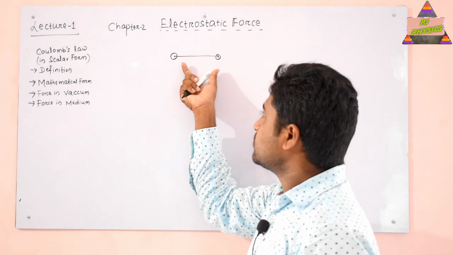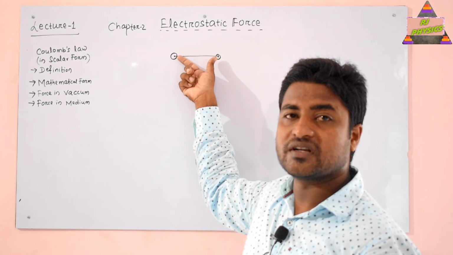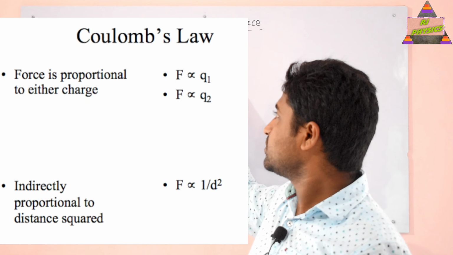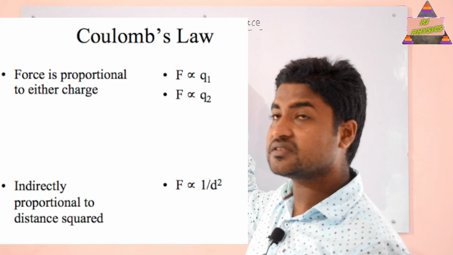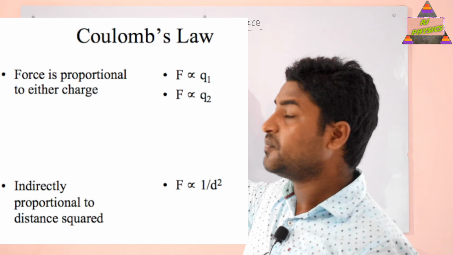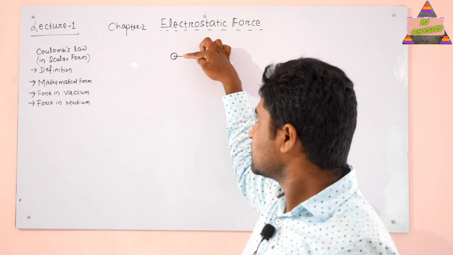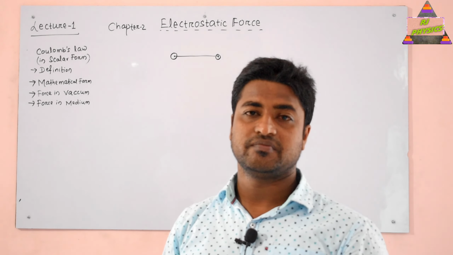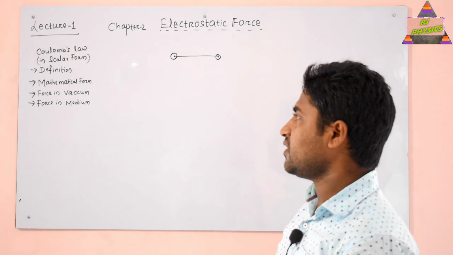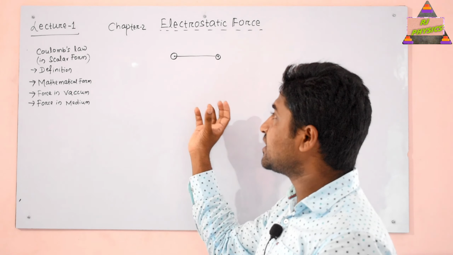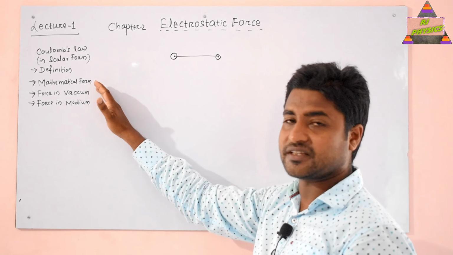So in short, we can say that according to Coulomb's law, the electrostatic force of attraction or repulsion between two point charges is directly proportional to the product of the magnitude of the two charges, and it is inversely proportional to the square of the distance between them. It acts along the line joining the centers of the two charges, and it depends on the nature of the medium between the two charges. So the definition part is over. Now we have to move into the mathematical form. How can we represent Coulomb's law in shortcut in mathematical form?